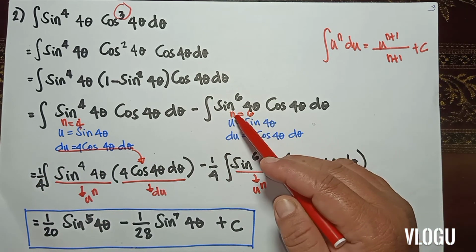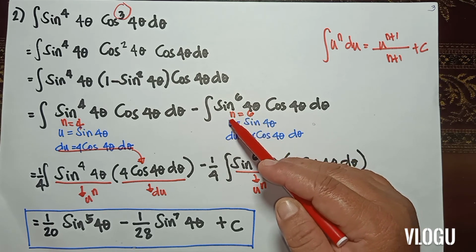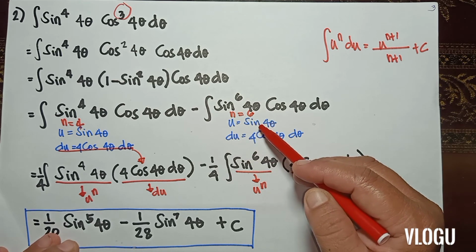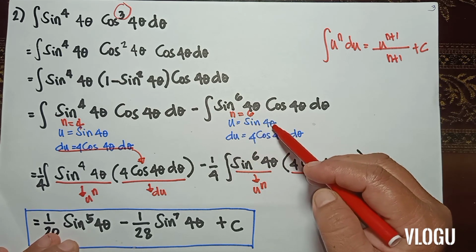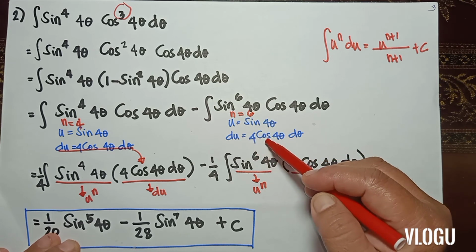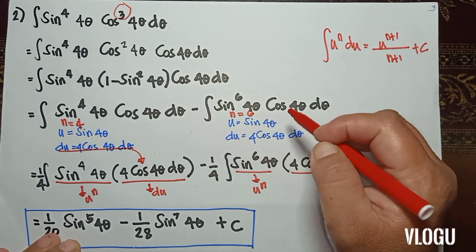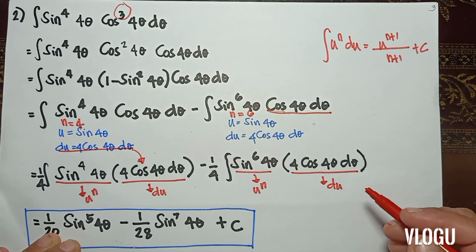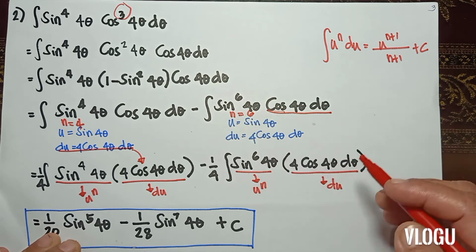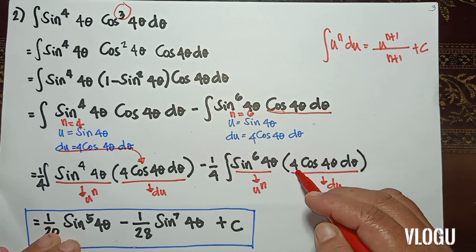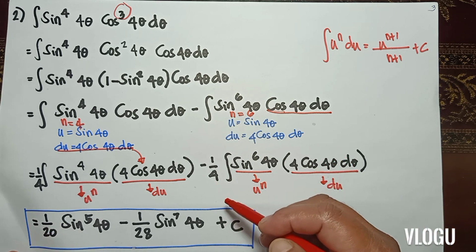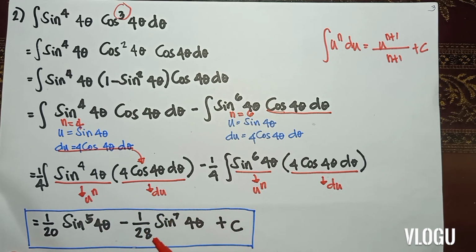Do the same here. Our n is 6. Then u is equal to sine 4 theta. du is the derivative of sine, cosine 4 theta, times the derivative of 4 theta, which is 4. So 4 cosine 4 theta d theta. What we have here is only cosine 4 theta d theta, which is lacking a 4. So du, we multiplied with 4, then we multiply outside by 1/4. This is now the complete form of u to the n du.